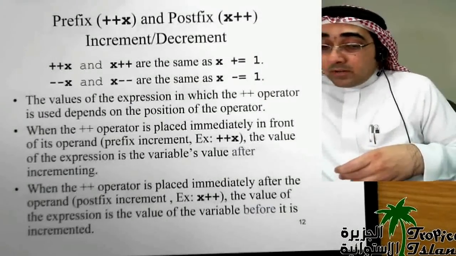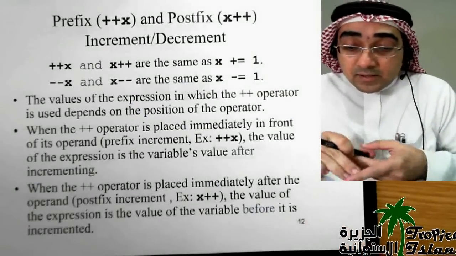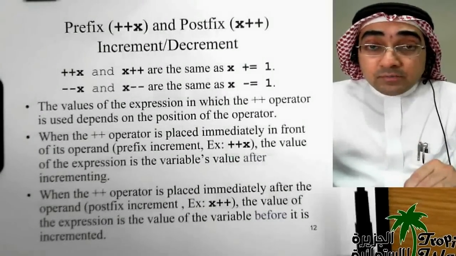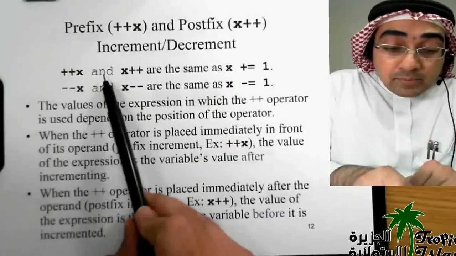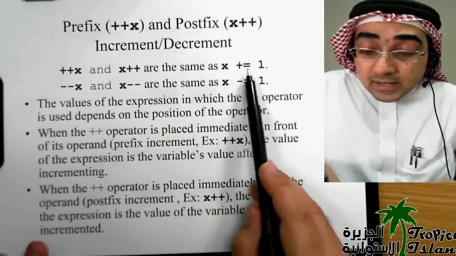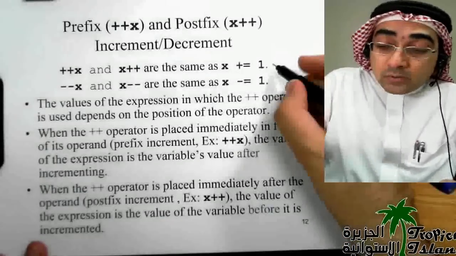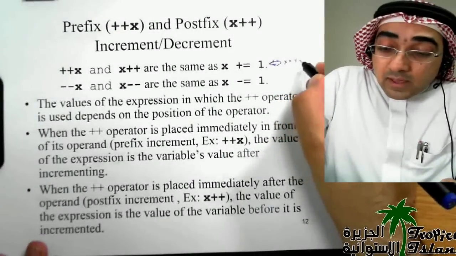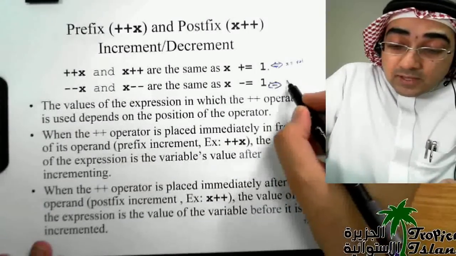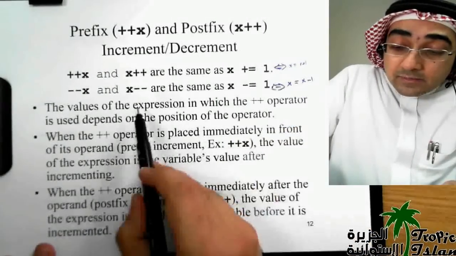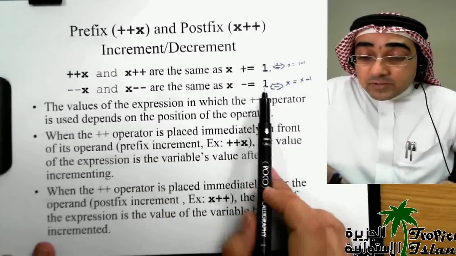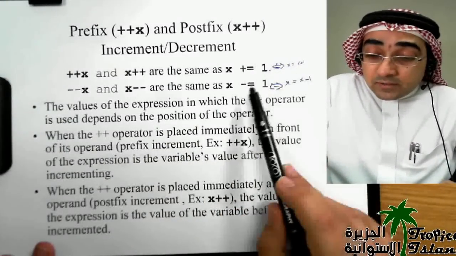So now comes the prefix plus plus x and the postfix x plus plus. Both of them are used for incrementing a value. If you put plus plus x or x plus plus, this will give you the same result as x plus equal to 1, or equivalently x equals x plus 1. And this is equivalent to saying x is equal to x minus 1. So you can put minus minus x or x minus minus, the same as x minus equal to 1. So the values of these two are equivalent.